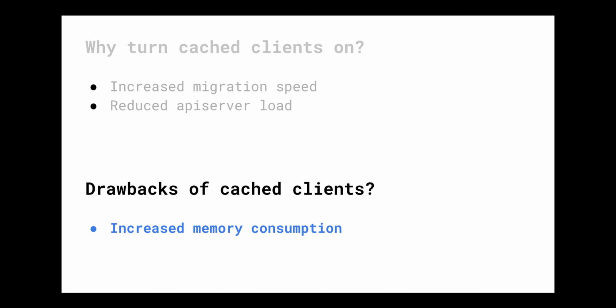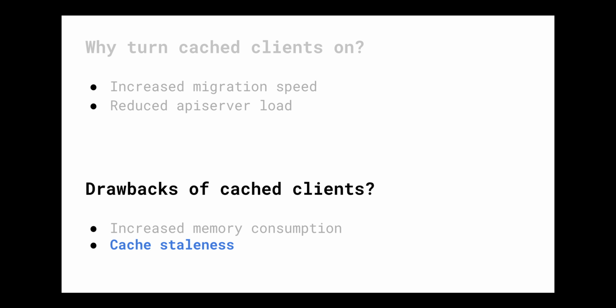One thing to be aware of if you're going to enable the cached client with your controller is that this will increase memory consumption. This is going to be caching the Kubernetes resources that the controller interacts with. So you'll need to be mindful, and if you see out of memory killed errors on the controller, you'll need to increase the memory limit.